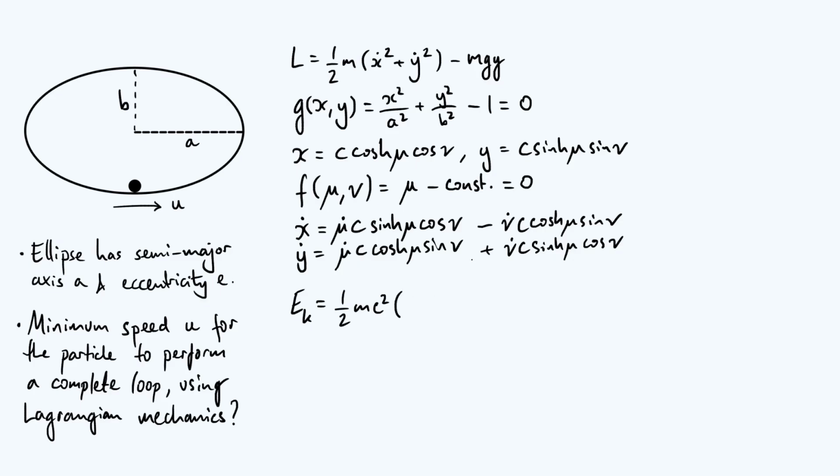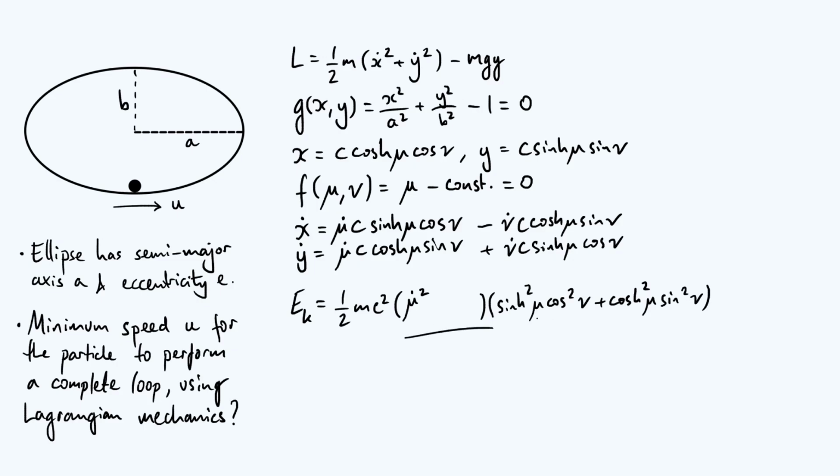And then let's start by thinking about the mu dot terms. So let's put a mu dot squared here. Right, everything's squared, so there's not going to be a mu dot term, but there will be a mu dot squared term. From the x dot equation, you are going to get sinh squared mu and cos squared nu, by squaring that. And from the y dot equation, you're going to get plus cosh squared mu and then sine squared nu.